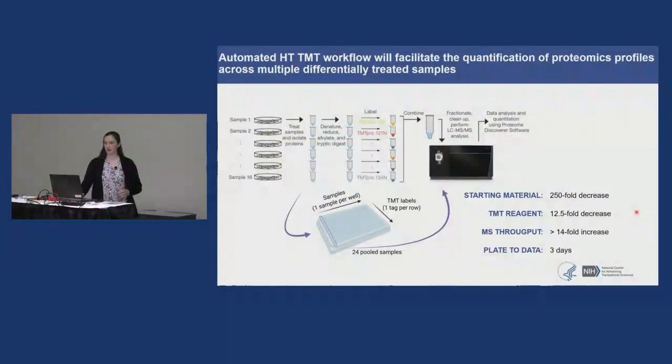And so ultimately, this entire workflow allows us to, in a very sample-type-agnostic manner, process and quantify proteomic profiles across multiple differentially treated samples. We're able to reduce the overall amount of starting material required by over 250-fold. We decrease the amount of TMT reagent required by 12.5-fold, which leads us to a greater than 14-fold increase in mass spec throughput, so we can go from plate to data for our collaborators in just 3 days.